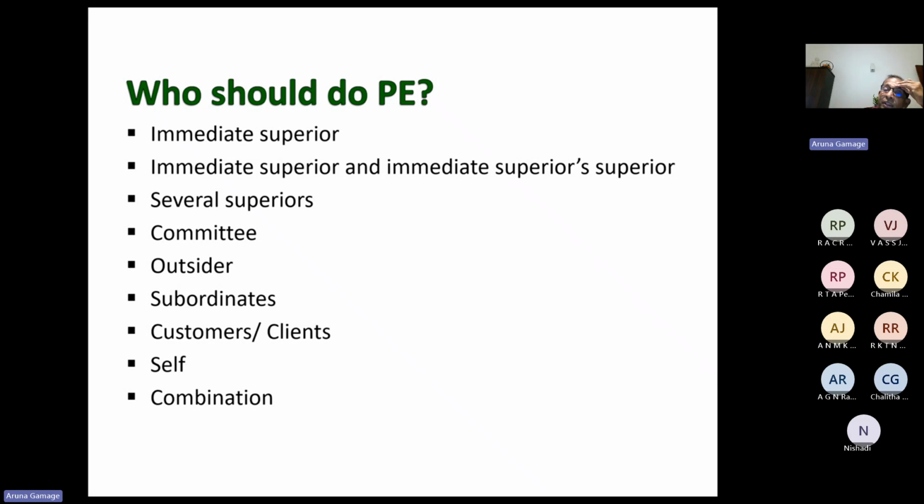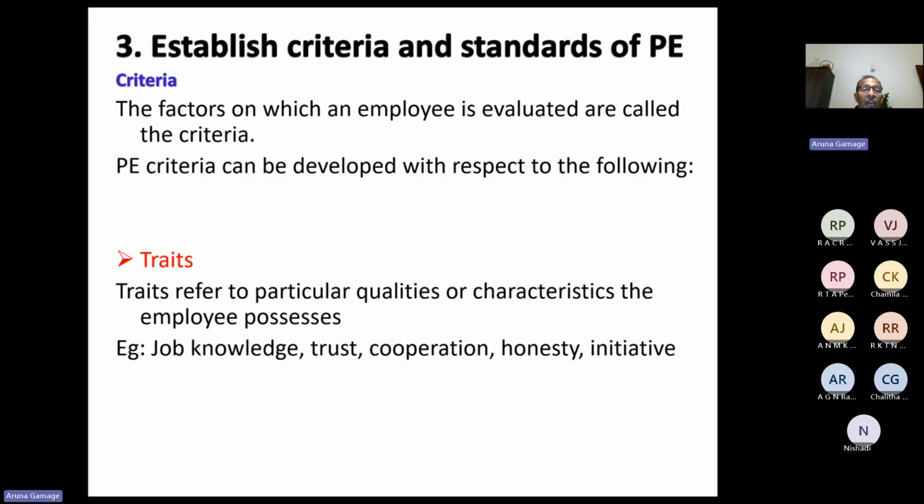Immediate superior and the superior's superior, so that you can reduce that to a later extent. You can use not only one, but several. You can use a committee of evaluation. You can use an outsider. You can use a subordinate. You can use customers or clients. You can do a self-evaluation and combination. Other alternatives that you can use. Then establish criteria and standard.